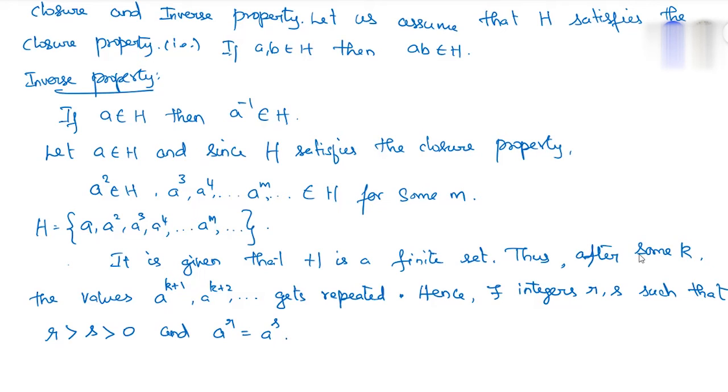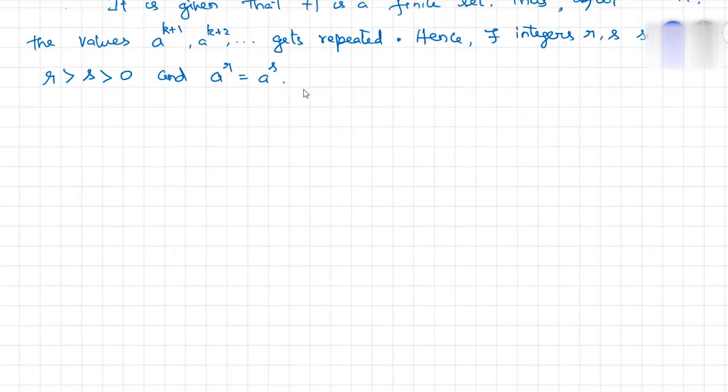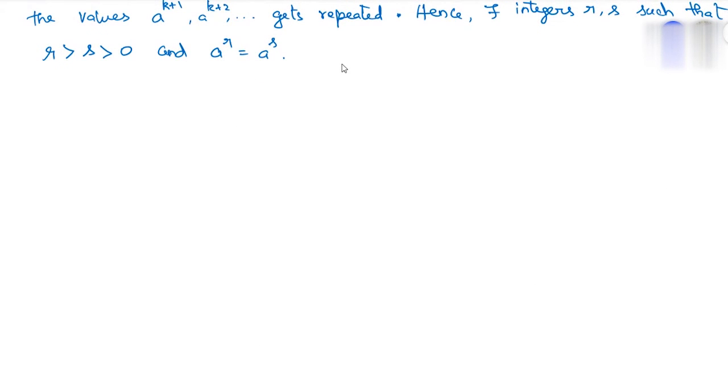Now, by the cancellation law, since a power r equals a power s, using the cancellation property, we can say that a power r minus s equals e.